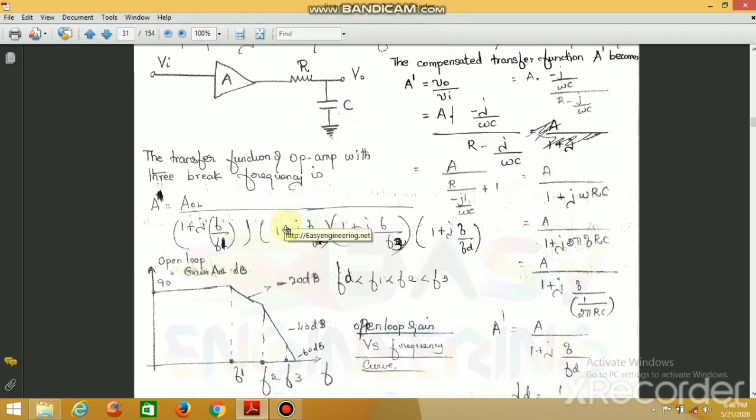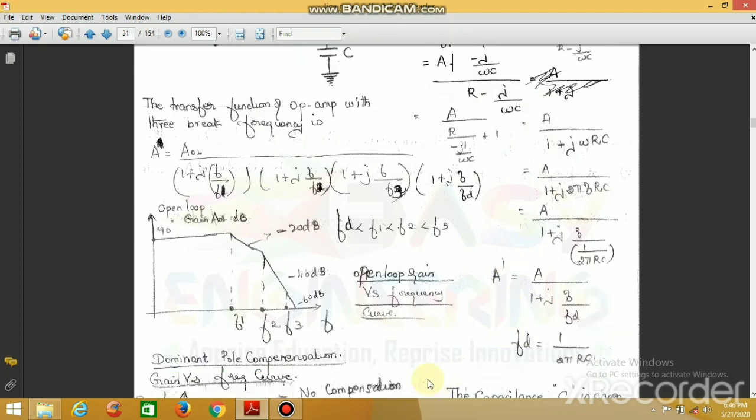In the end we get A dash equal to A divided by 1 plus j f by fd. Here this 1 by 2 pi RC is considered as fd, and we divide the whole thing by 1 by 2 pi RC, getting A divided by 1 plus j into f by fd, where fd is 1 by 2 pi RC.